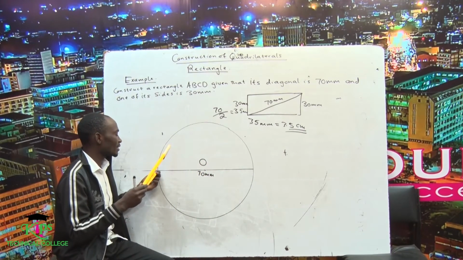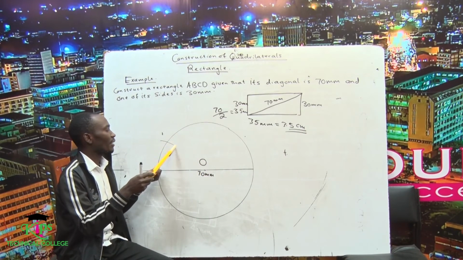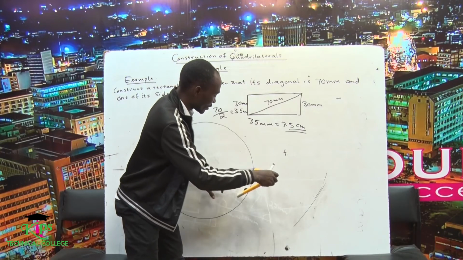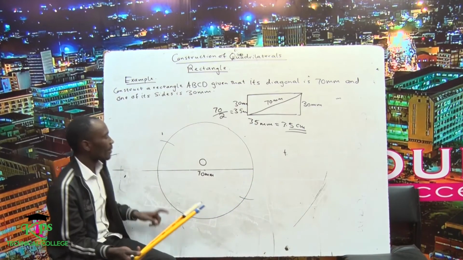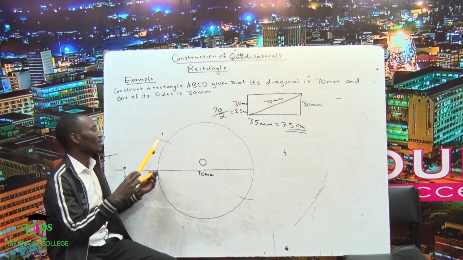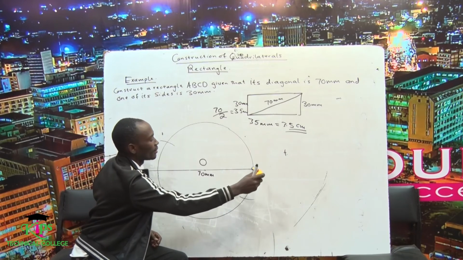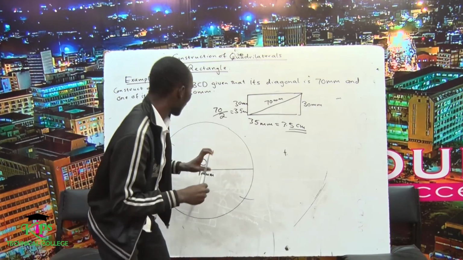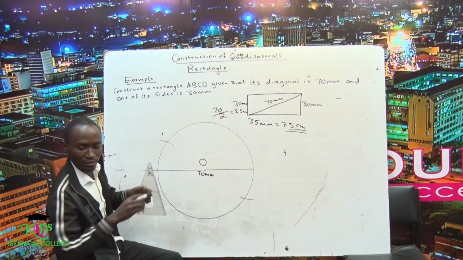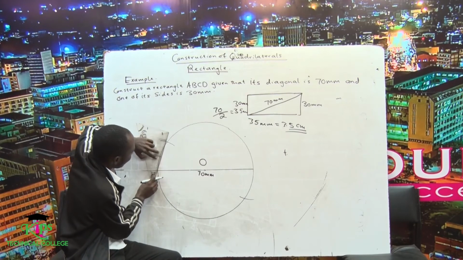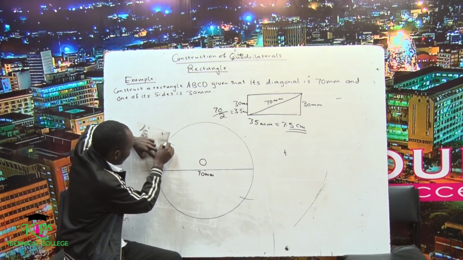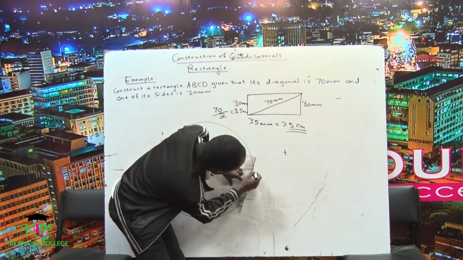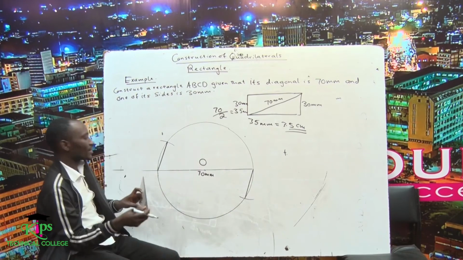Then with my 3 centimeters, I will stand here. I will put a mark. Again, I will stand at the other corner. Then on the opposite side, I will put a mark. So you can see I've stood here, then made a mark, also stood here, and made the other mark. So now, I should take my ruler like this. Then join. That also. Join the other side like that.